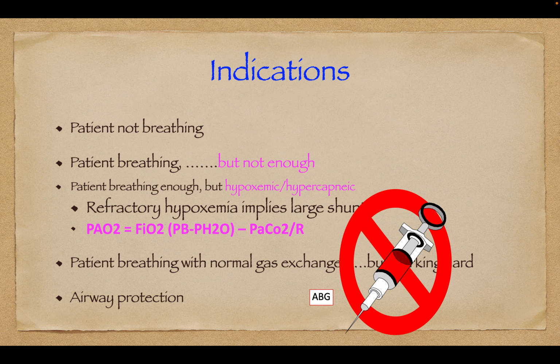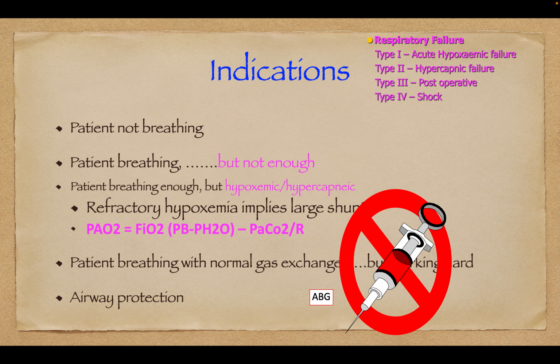At this point in time, I would like you all to get introduced to the types of respiratory failure. And remember, when we put the patient on a ventilator, we definitely take help of arterial blood gas analysis to decide which type of respiratory failure it is, and also to have the initial setting on the mechanical ventilator. As we know, type 1 is acute hypoxemic failure, type 2 is hypercapnic failure, type 3 is post-operative failure, and type 4 is the patient with shock.